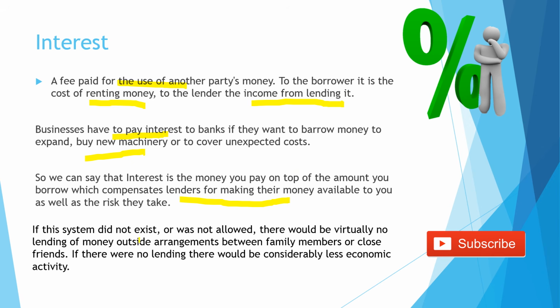If this system did not exist or was not allowed, there would be virtually no lending of money outside arrangements between family members or close friends. If there were no lending, there would be considerably less economic activity. So in a way, interest is good.